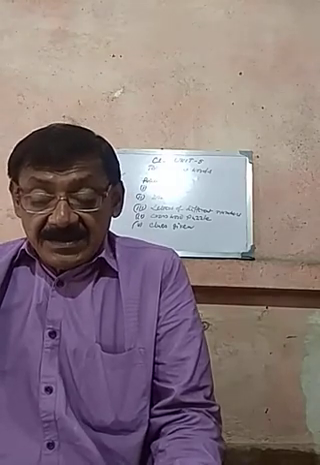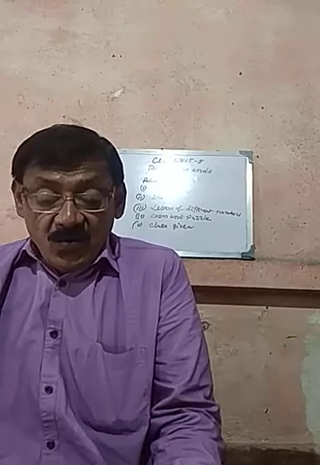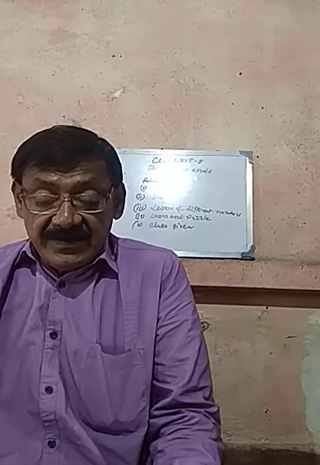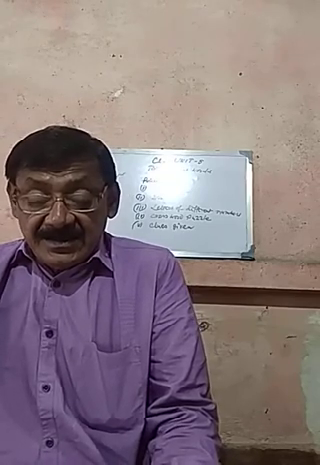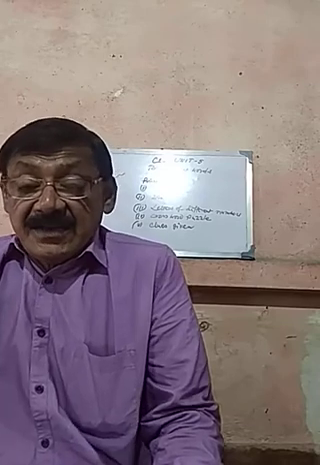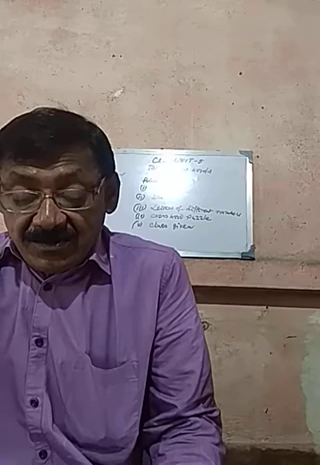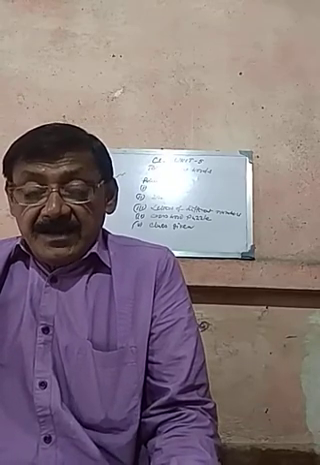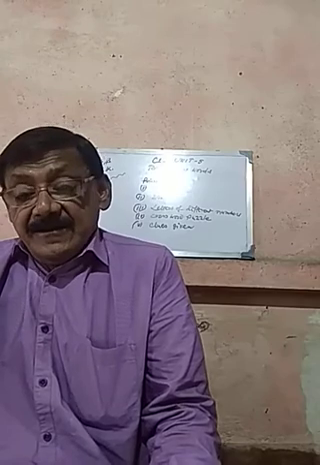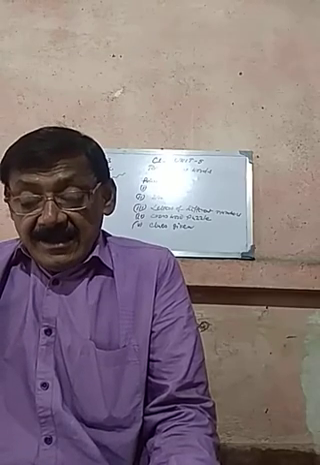Force that generates heat when two objects are rubbing. What is this? This is serial number 4. Serial number 4, you see, that is friction. Force that generates heat when two objects are rubbing, that is friction. Here, how many letters are there? Here, there are 8 letters.